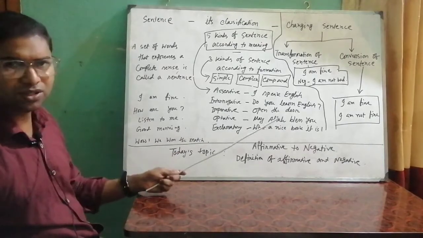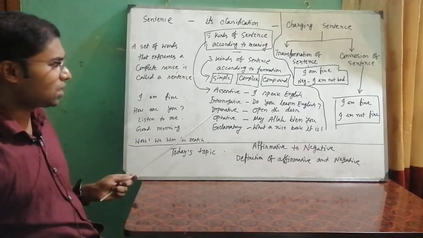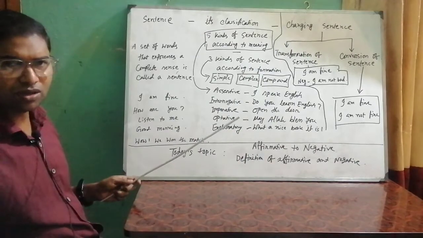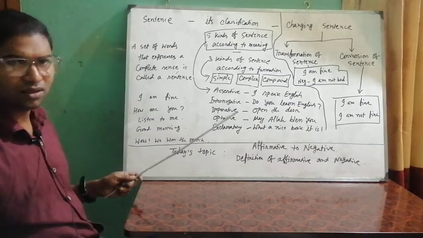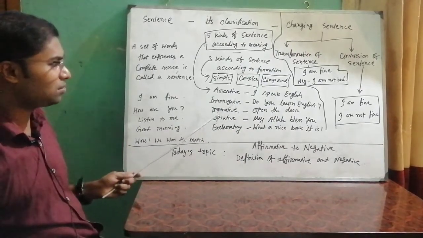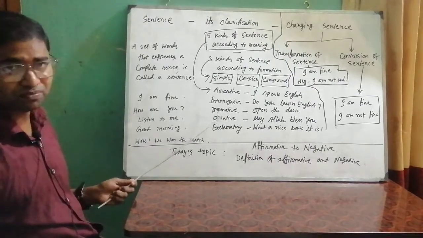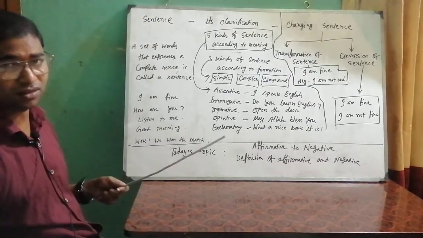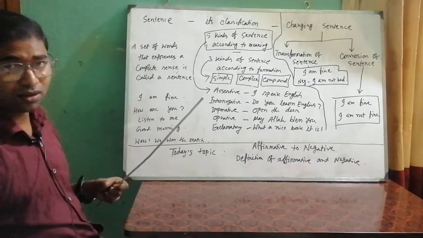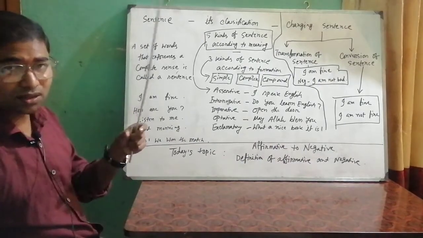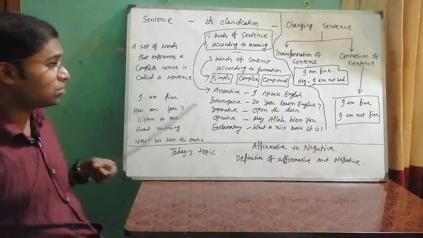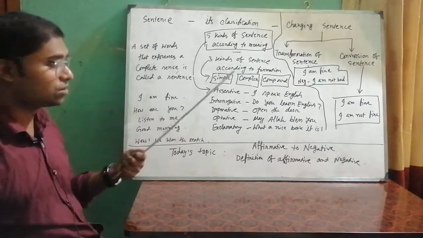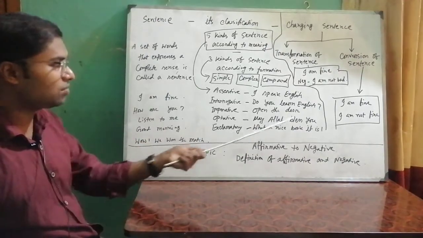Imperative. Open the door. I mean, when you go for command, order, request, something like that, that is called an imperative sentence. Optative. If you wish anything, if you pray anything, expressing a sentence that is a wish or a prayer. May Allah bless you. I am praying.